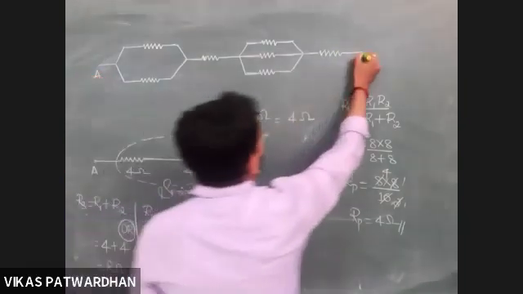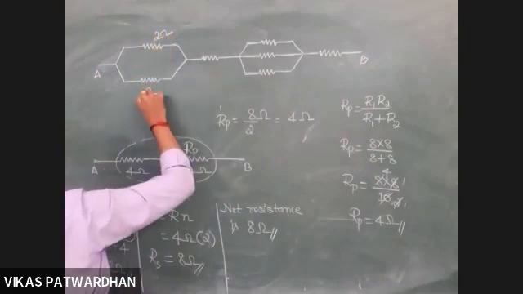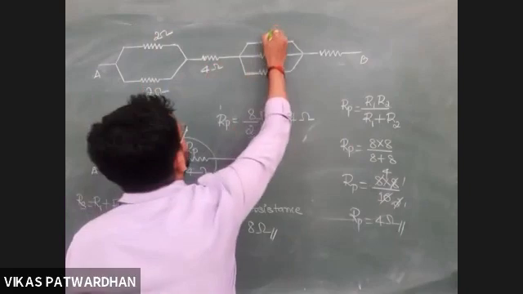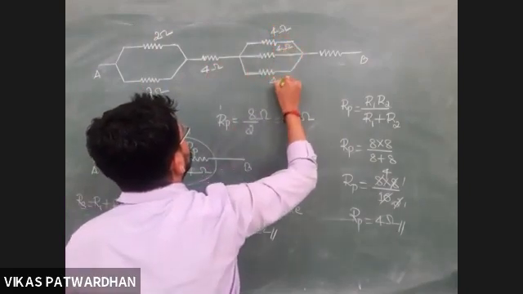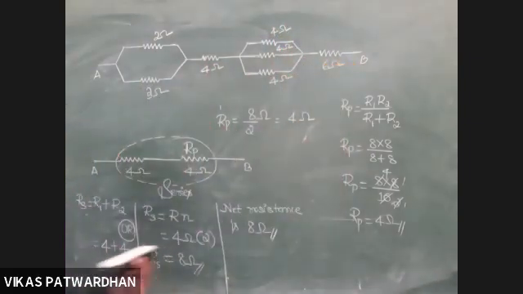This is A, this is B, this is 2, this is 3, this is 4, this is 4, this is 4, this is 4, this is 6. Try this, fast, quick.